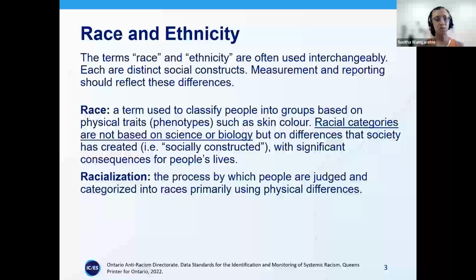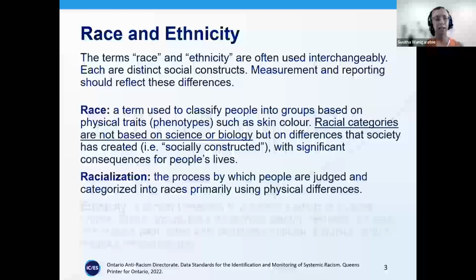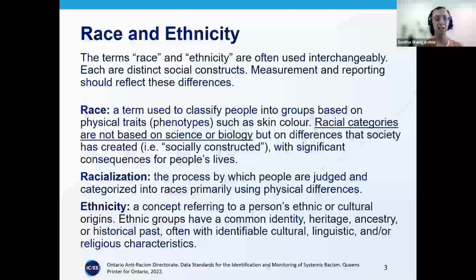Racialization is a term described as the process by which people are judged and categorized into races primarily using physical differences. And lastly, ethnicity is a concept referring to a person's ethnic or cultural origins. Ethnic groups have a common identity, heritage, ancestry, or historical past, often with identifiable cultural, linguistic, and/or religious characteristics.